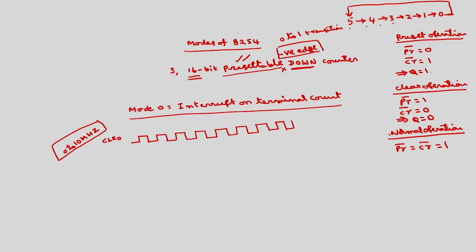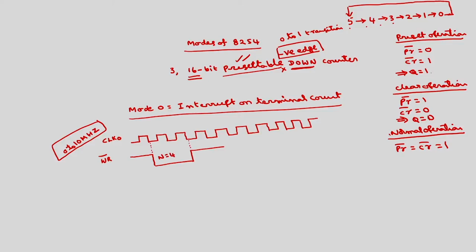This is clock 0 of counter 0. Then we have the WR bar signal. The 8254 has a WR bar signal, which you have to make low in order to initialize the counter. After this, we can load any count value, say n equal to 4. I am loading n as 4.